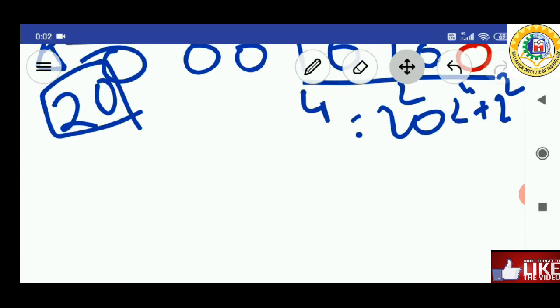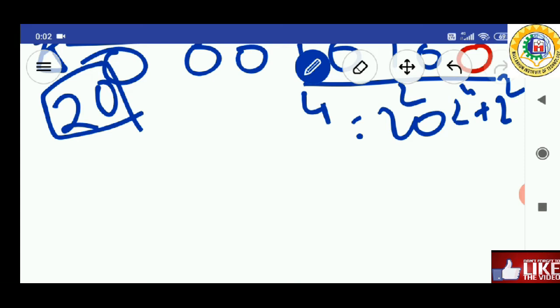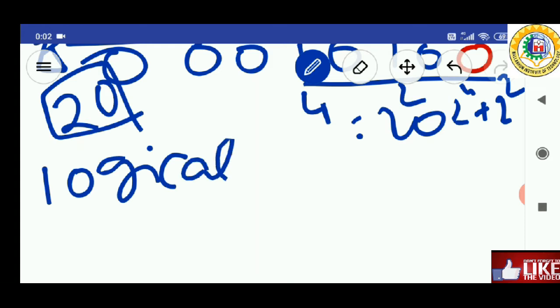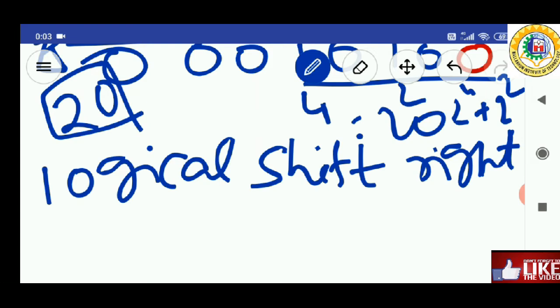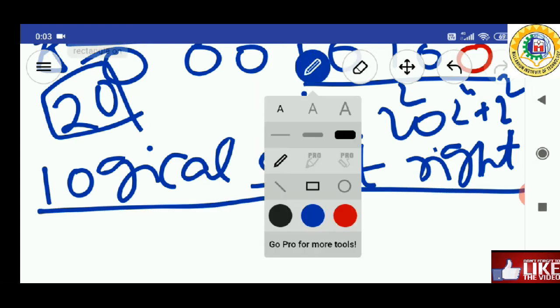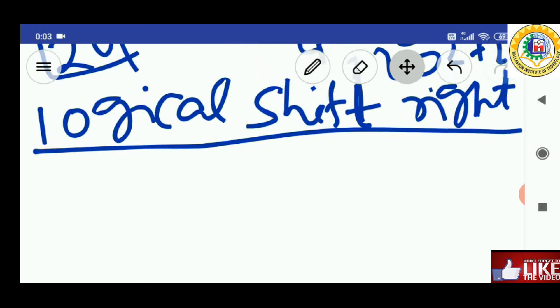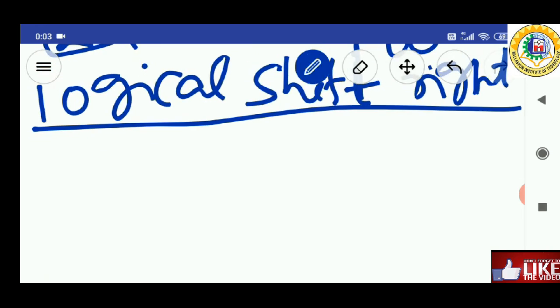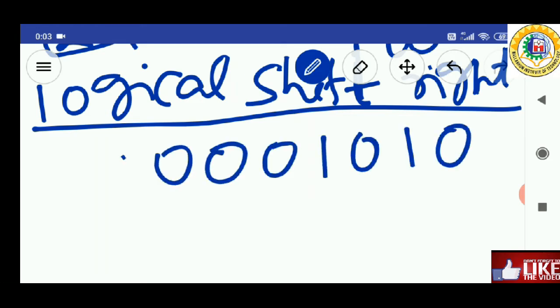Now the next is logical shift right. Okay, now what is the meaning of that? Here again we are taking 8-bit data. Suppose the 8-bit data is again 10, so 1 0 1 0 0 0 0 0. So this is the binary representation of 10.